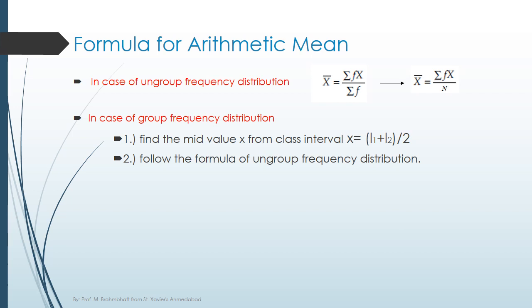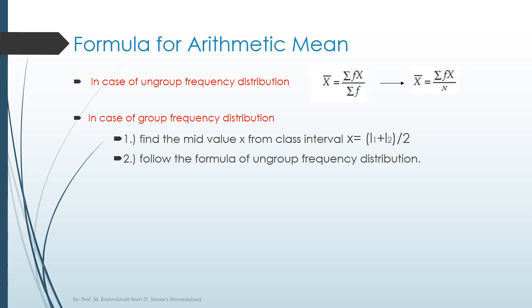In the case of group frequency distribution, there are two steps to find the arithmetic mean. First step is to find the mid value. The mid value is considered as x value, because in group frequency distribution the x values are not given. Instead of x value, we'll have the group values, let's say 0 to 10, 10 to 20, 20 to 30. So from those classes you have to find the x value.